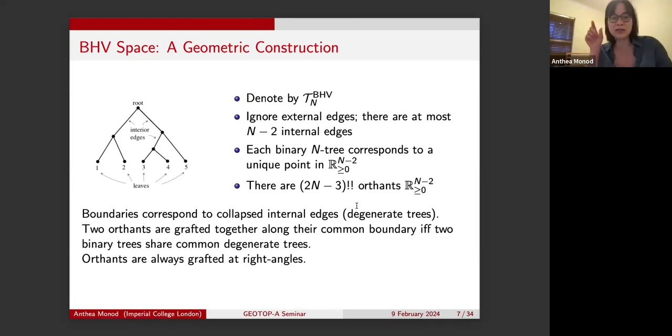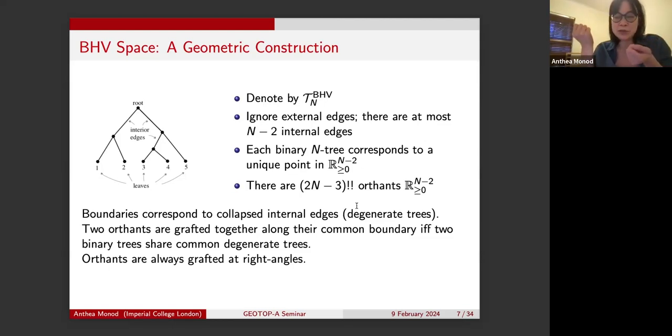So the idea here is that you take the internal edges, and then you stack each of the internal edge lengths as a component in a vector, right? And then basically this is your representation. This is a point representation that you have for your tree.